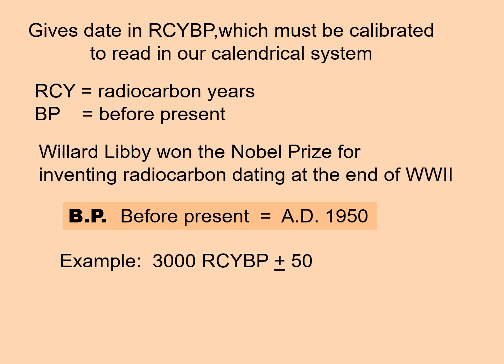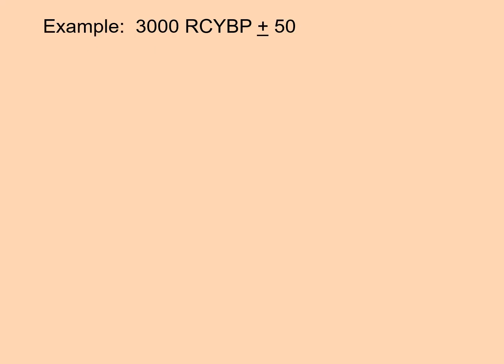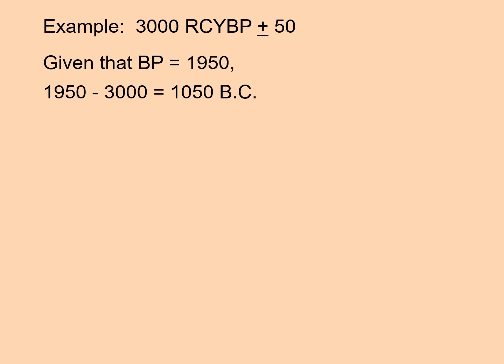So for example, when you submit your sample to the radiocarbon laboratory, you might get back a date that says 3,000 radiocarbon years before present, plus or minus 50. What does that mean? Well, given that before present equals AD 1950, I have to subtract that number from 1950. So what they meant was 1050 BC.